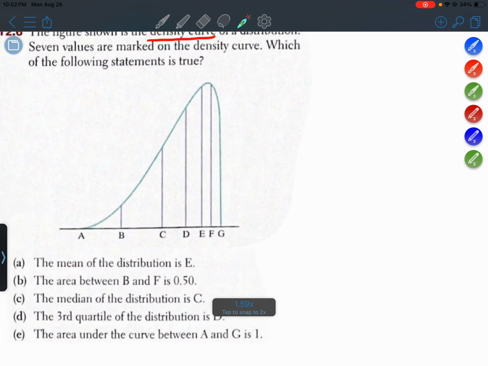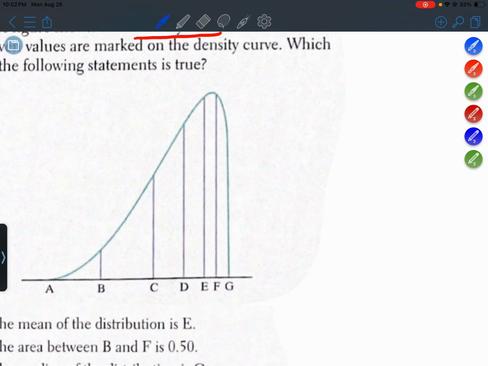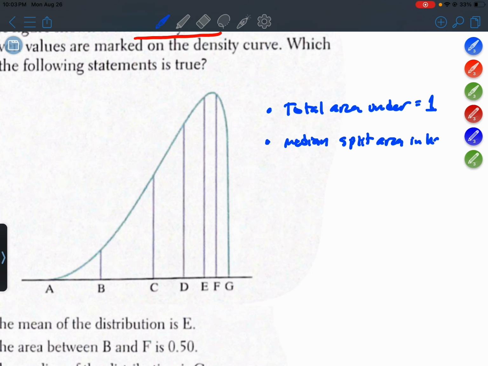Let me just start with what I know about density curves. The first thing I know about density curves is the total area under the curve is equal to 1, right? 1 is like the equivalent of 100%. The second thing I know is that the median should split the area in half. The median is the halfway point.